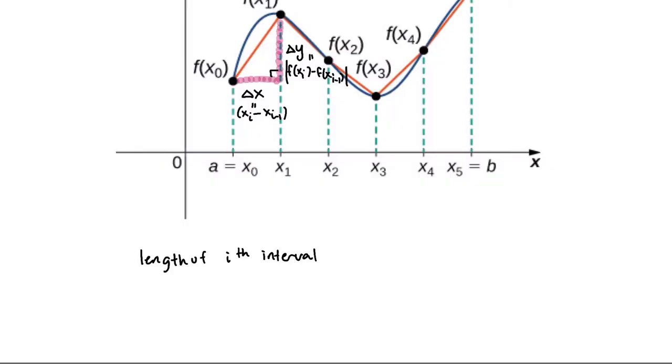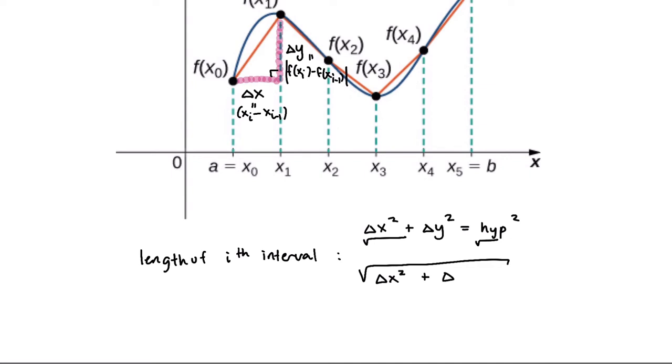So the length of the ith interval would be found if we went ahead and found the hypotenuse of that triangle. Remember, a squared plus b squared equals c squared. So in this case, delta x squared plus delta y squared equals hypotenuse squared. If we want to find just the length of the hypotenuse, we would square root both sides, and that would give us that the length of the ith interval is going to be the square root of delta x squared plus delta y squared. That's going to be the length of the ith interval. Giving you a second to just look at that.